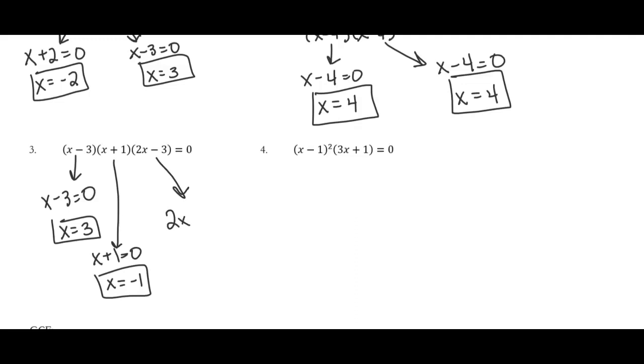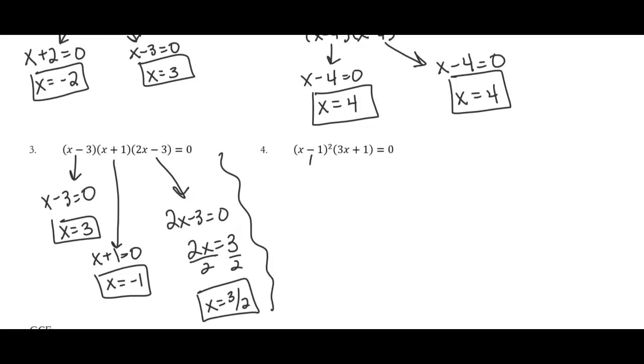And for this one, 2x minus 3 is 0. So we add 3 to both sides, and we get 2x is 3. And then the way you get rid of a times 2 is you divide by 2. So x is 3 over 2. You can leave it as an improper fraction, you can make it 1 1/2, or you can make it 1.5. It really doesn't matter.